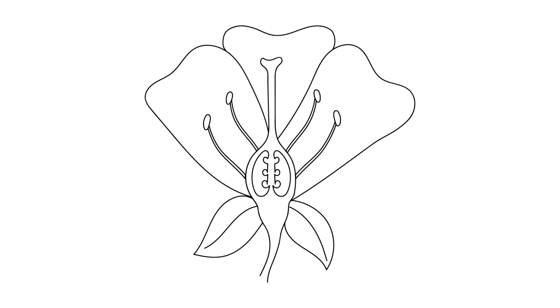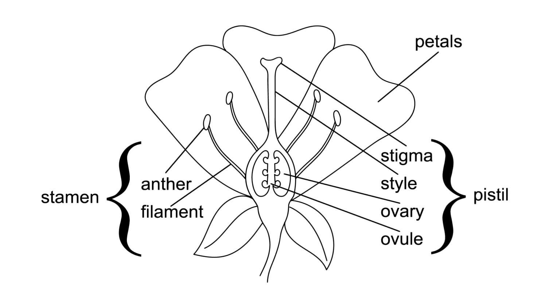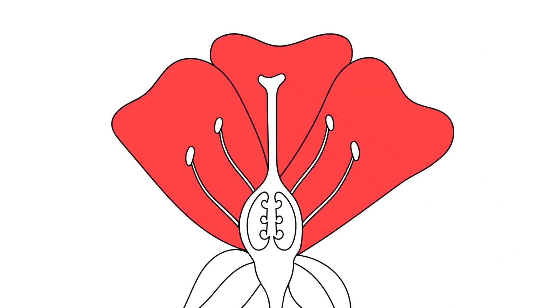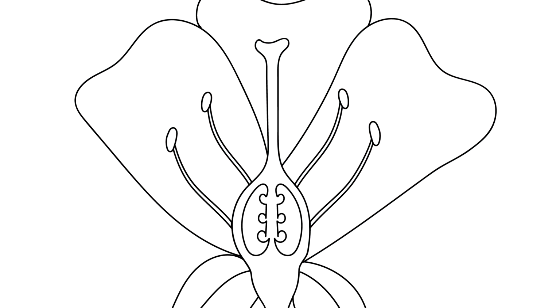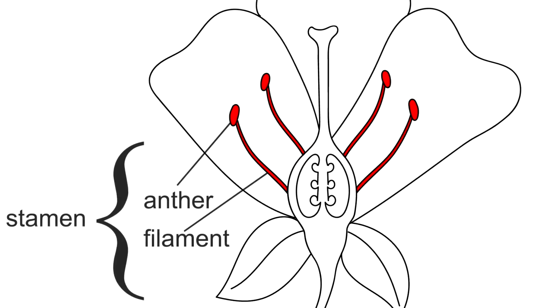This is what we refer to as the parts of a flower graphic that we use in FoodPrints. And these are the terms you'll need to know for this lesson. First up, the petals, which attract pollinators with their beautiful colors. Now, the male parts of the flower. The anther, which makes pollen, and the filament, which provides support for the anther. Together, these two male parts are known as the stamen.